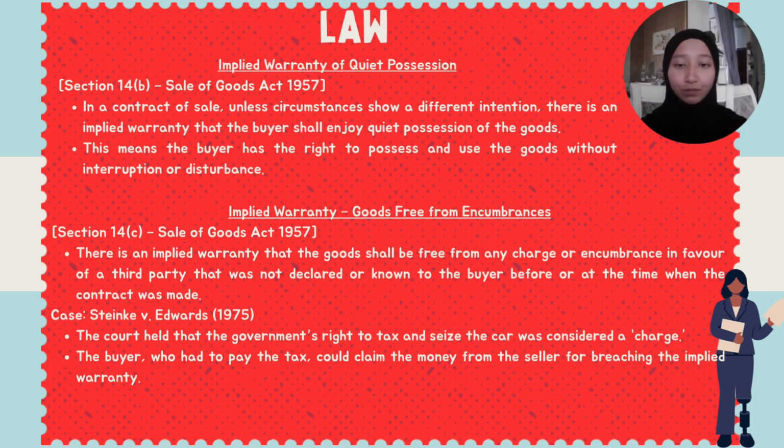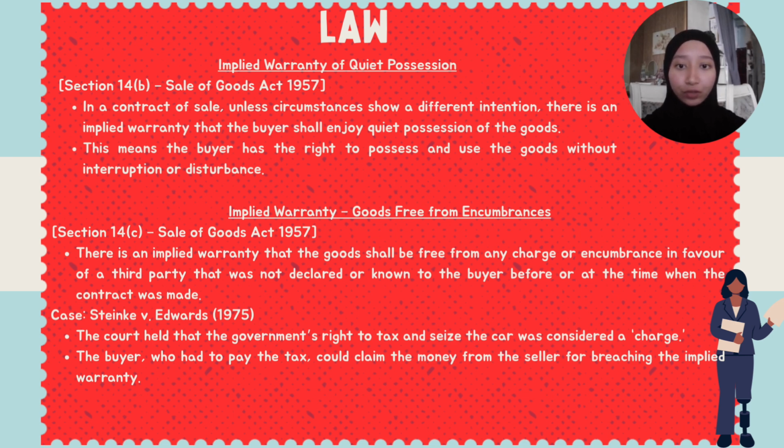Moving on to Section 14, subsection B, this provision states that unless the circumstances of the contract indicate otherwise, there is an implied warranty that the buyer shall have and enjoy quiet possession of the goods. This means that the buyer should be able to use and possess the goods without any disturbance from the seller or third parties. If the buyer's possession is disturbed, it constitutes a breach of this implied warranty.